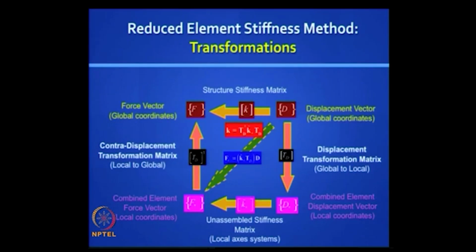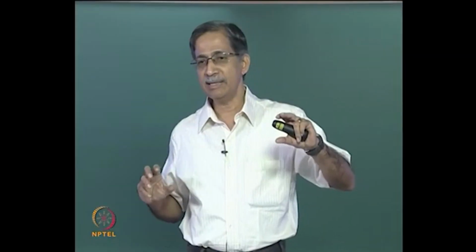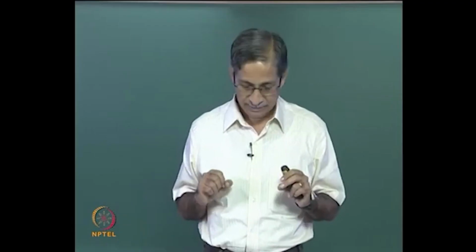Here you need to first generate the displacement transformation matrix, which relates the global displacements to the element level displacements. Then you have this matrix which is called the unassembled stiffness matrix in the local axis. What is the nature of this matrix? Remember there is a tilde here, it is K star tilde, it is a diagonal matrix where you just lump together in the diagonal all the different element stiffness matrices.